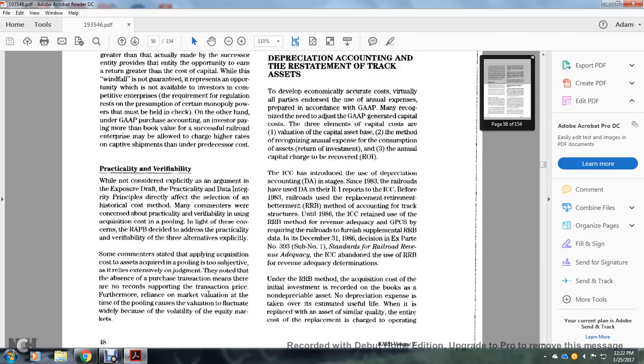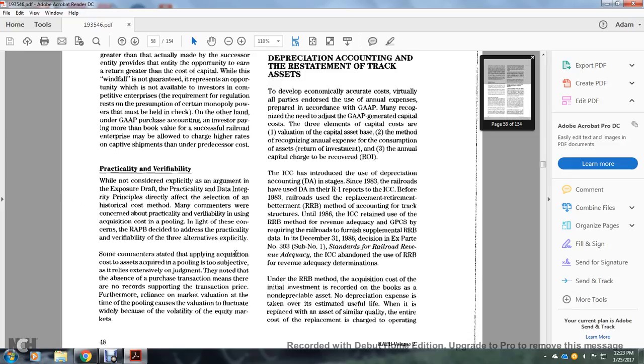Alright, practically verifiable. This was not considered explicitly, but was augmented by the exposed draft. Data interchange integrity principles directly affect the selection of the historical cost method. Many commentators were concerned with practical verifiability in using acquisition accounting for pooling, and in light of their concerns the railroad accounting principle board decided to address practical verifiability with three explicit alternatives.